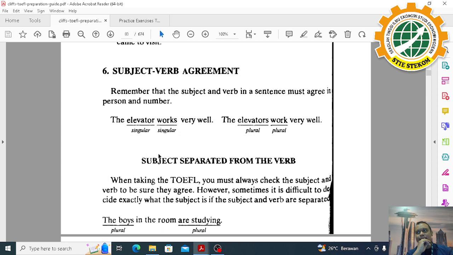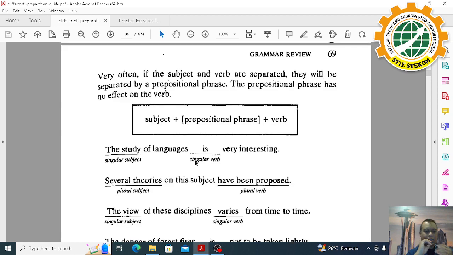Very often, if the subject and verb are separated, they will be separated by a prepositional phrase. The prepositional phrase has no effect on the verb. Ya, jadi prepositional phrase itu tidak mempengaruhi verbnya sama sekali. The study of English is very interesting. Ya, singular subject. The study of languages is very interesting. Yang mana ini, Mister? Kok languages atau the study? Yang paling benar adalah study, ya. The study of languages is very interesting.